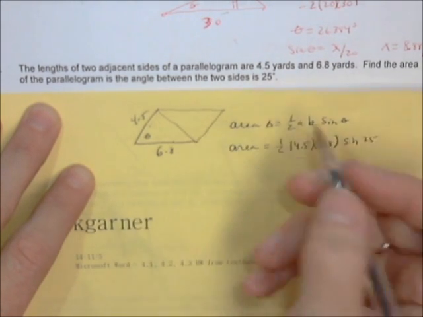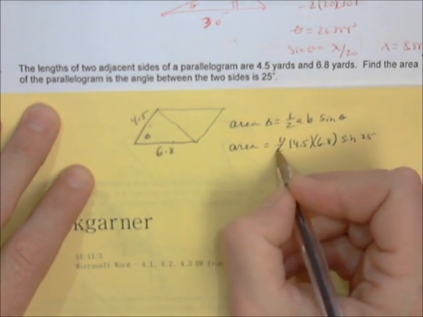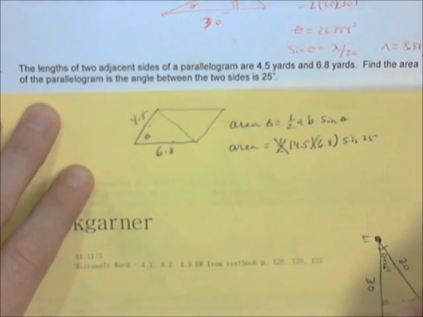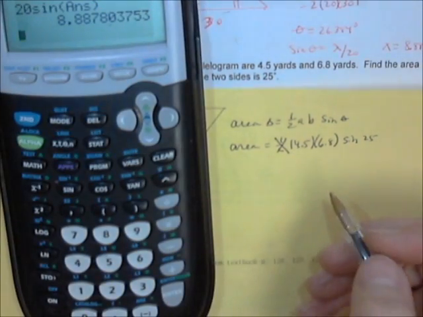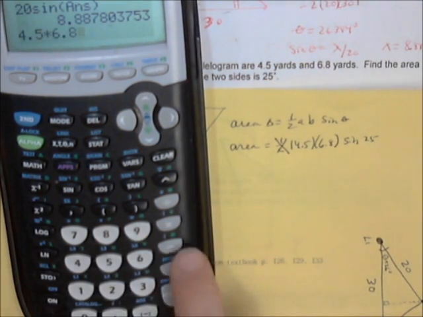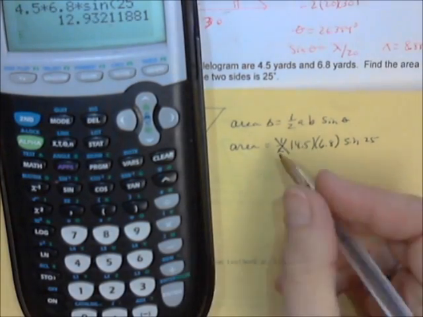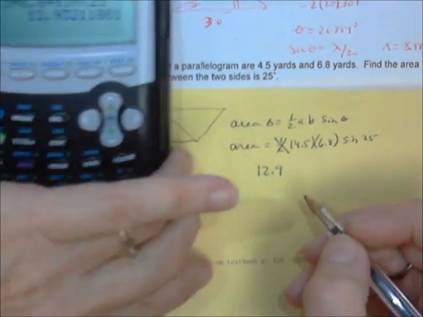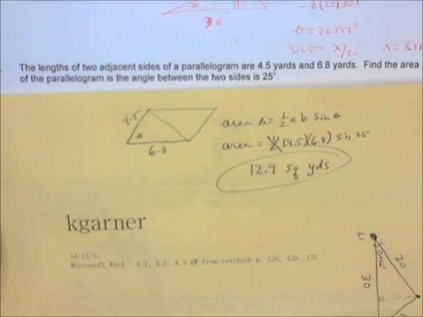But we have two triangles that are congruent. So if we multiply this by 2, we actually can get rid of that 1/2. 2 times 1/2 is 1. And the area of that parallelogram is simply 4.5 times 6.8 times the sine of 25, which is 12.9 square yards. And since the bell just rang, I guess I'm done.